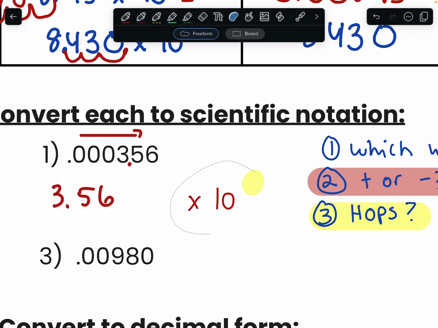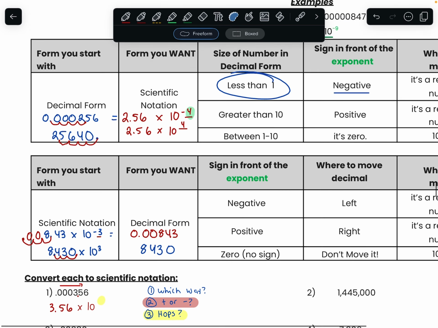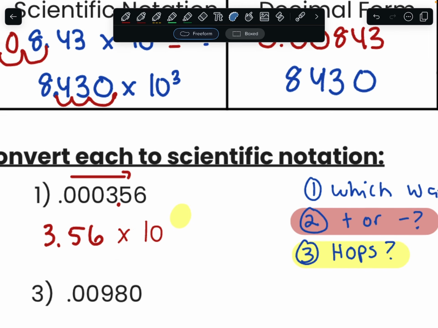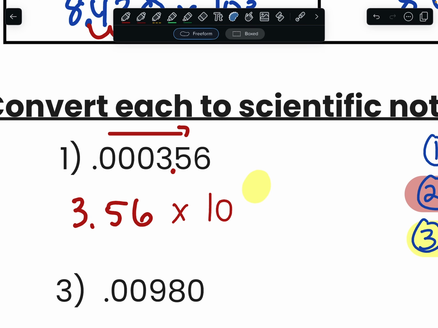Now what I'm going to do is look at whether I'm positive or minus. So that means that I can look at what I have up here in my charts. So I know that if I'm in decimal form and I want to go into scientific notation, if my number is less than 1 in decimal form, that means the sign in front of my exponent is going to be negative. So looking at this number, I do see that it is indeed less than 1, which means that I am going to go ahead and put a negative here. So that's going to be a negative exponent.